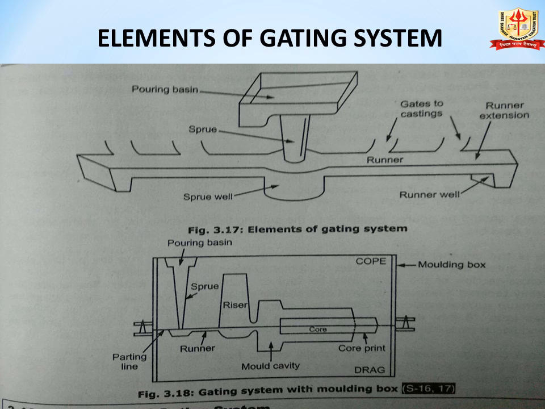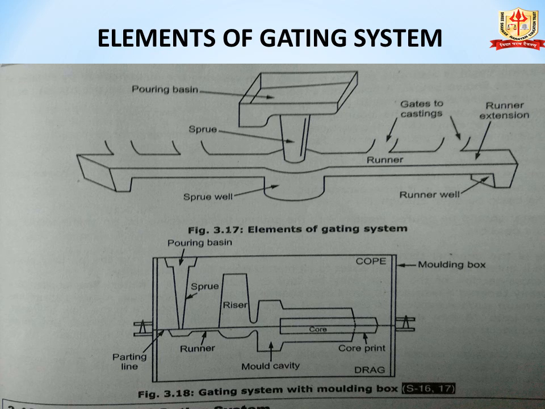Now we see elements of gating system. At top of the diagram, there are the elements of gating system. We start from the top side. There is a pouring basin, then there is a sprue, then there is a sprue well. On right hand side, there is a runner, then gates to the casting and runner extension and runner well. At bottom of the gating system with molding box, we can see there is a pouring basin, sprue, parting line, runner, riser, mold cavity, core prints. Now we study these elements of gating system in detail.